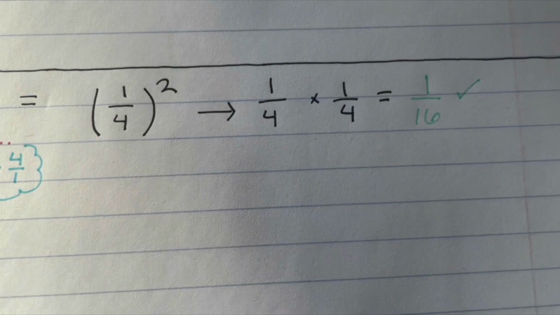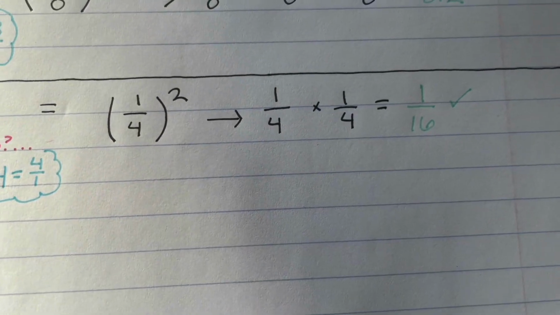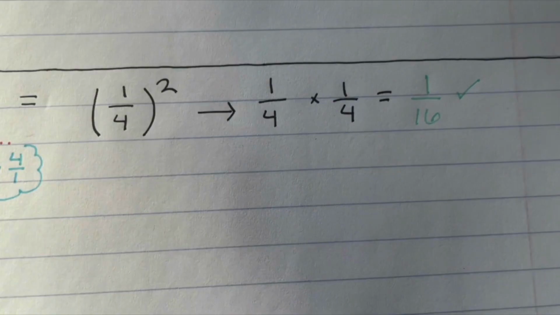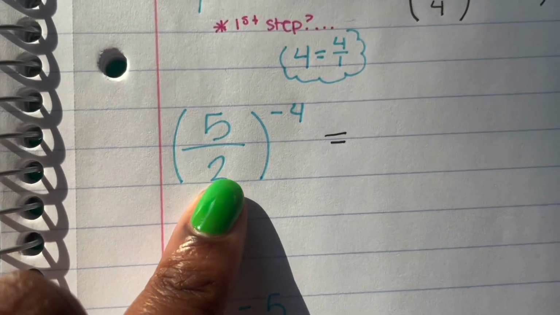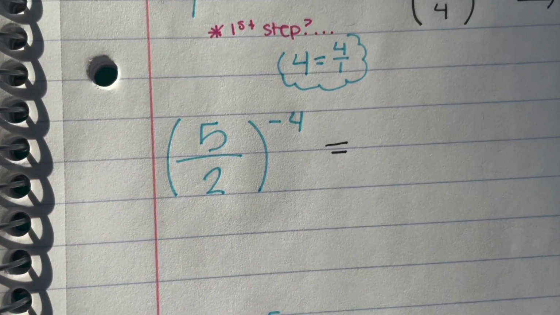And now we can solve this like any other problem with an exponent. So all we do is multiply 1 over 4 by itself 2 times, and we get 1 over 16. Now we're going to go on to the third problem, and this one is a bit different than the first two we did, but as long as we follow the same steps we did in the first two problems, we'll be able to solve this one just fine.